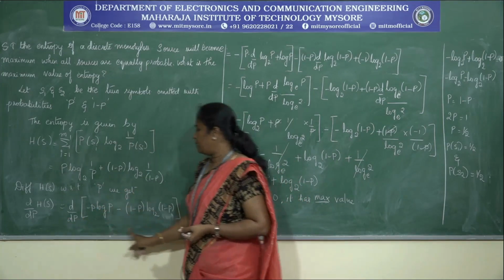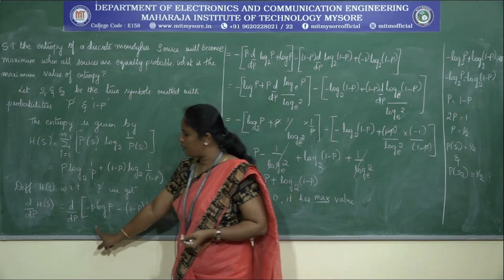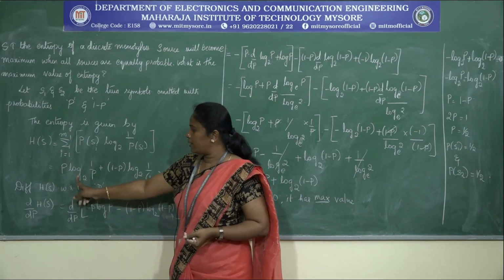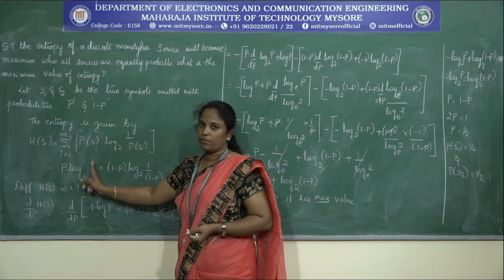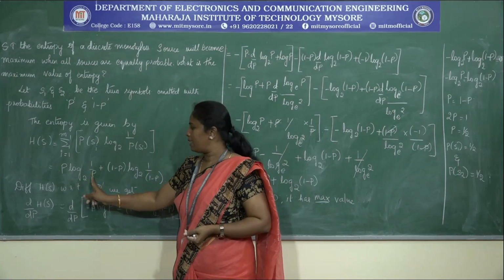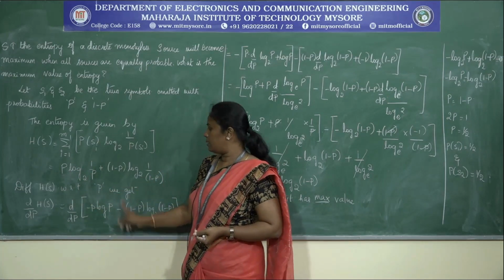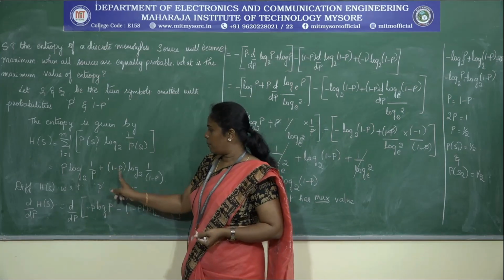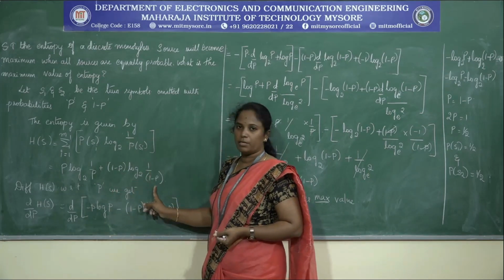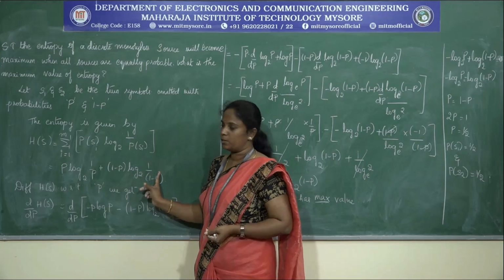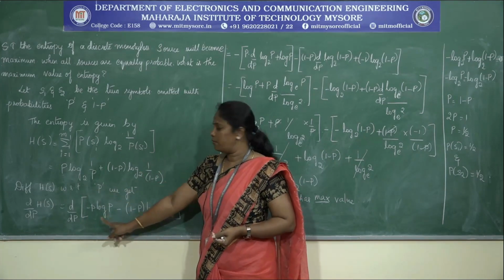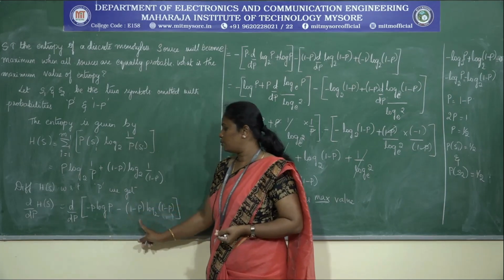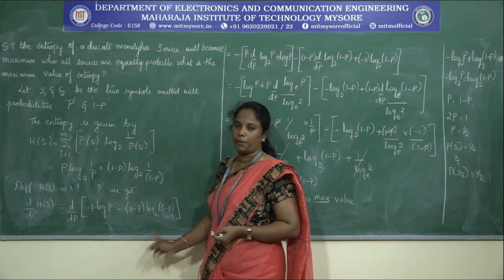Before we apply the differentiation, I can write P log of 1 by P as minus P log P, instead of 1 by P. Similarly, 1 minus P log of 1 by 1 minus P can be written as minus of 1 minus P log of 1 minus P. Then the plus will become minus here. So we get H of S equal to minus P log P minus 1 minus P into log of 1 minus P.